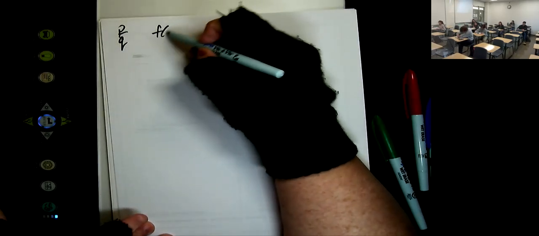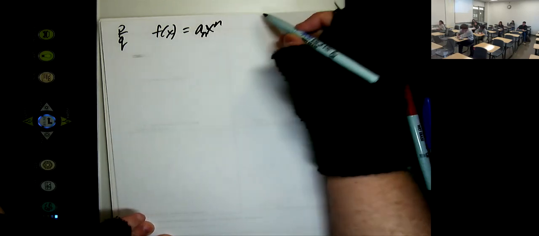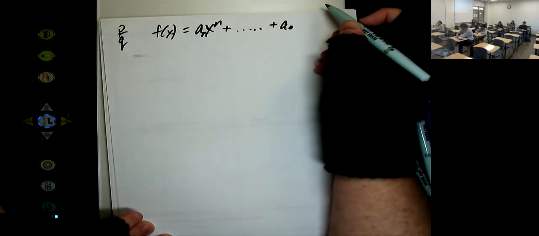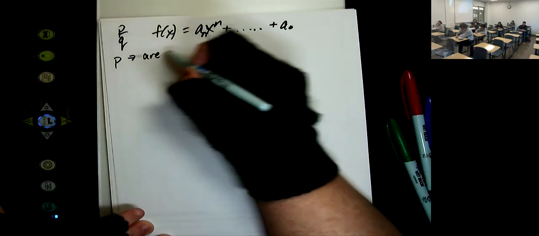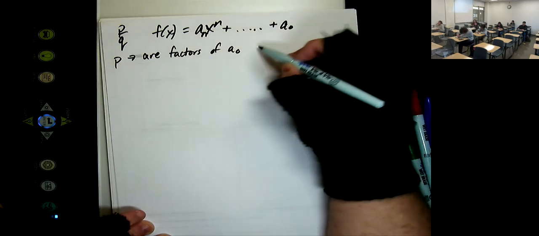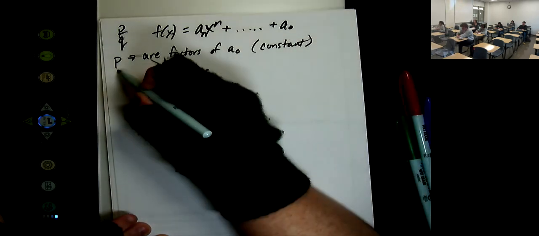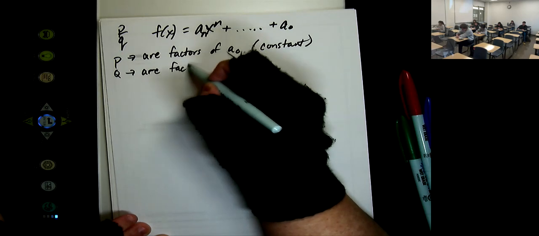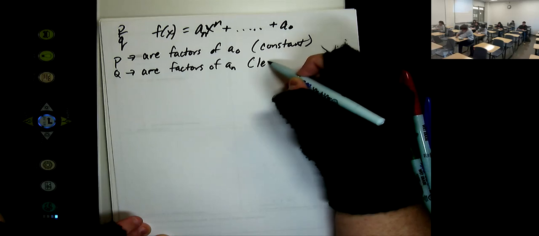In general, without a specific example, if I have a sub n x to the n plus a bunch of terms plus a sub 0 at the end, P are factors of a sub 0, which is the constant. Q are factors of a sub n, which is the leading coefficient.